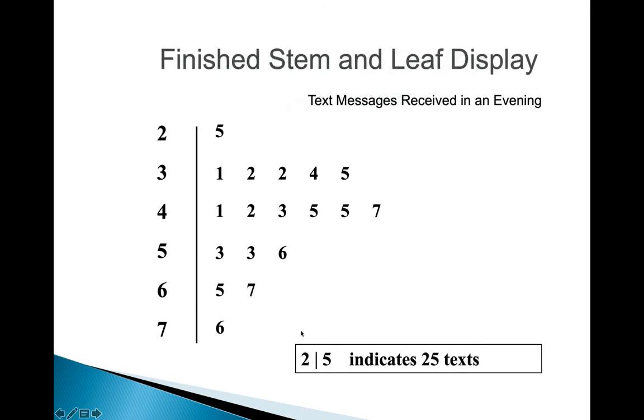Okay, here's our key. We've got that 2 line 5 indicates 25 texts, so people can know how to interpret this. We've got text messages received in an evening. We've got a nice title. And then notice how we have rearranged all the leaves in order. In the next chapter, when we talk about numerical summaries of data, that's going to make it really easy for us to find things like the median and the first quartile and third quartile and that sort of thing.